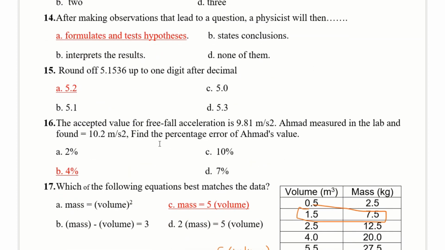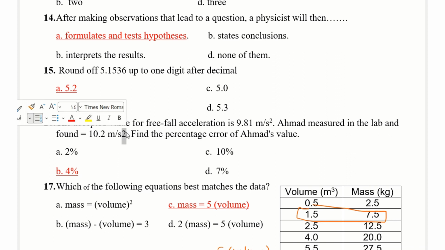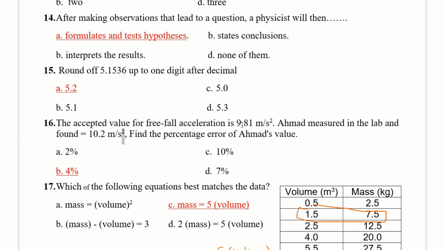Question 16, this is how to find the percentage error. You know how to find the percentage error. You have to say: experimental value minus accepted value, over accepted value, multiplied by 100. Actually this is squared, and this is also squared. This is the accepted value and this is the experimental. After you substitute, you will find it's 3.9. So after rounding, it will become 4%.